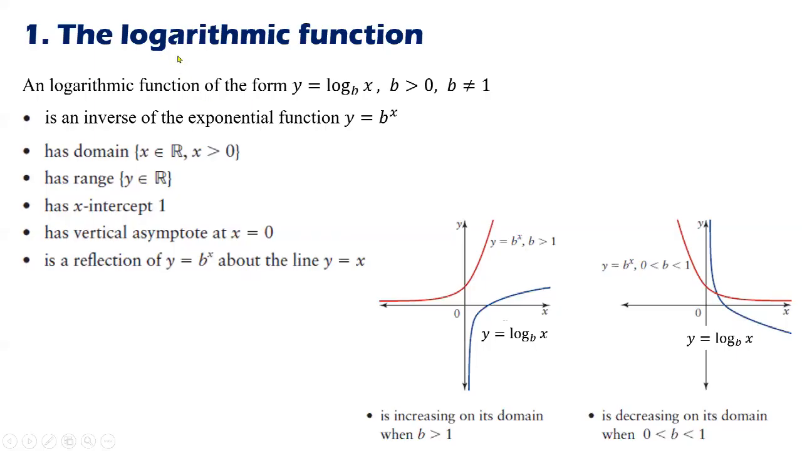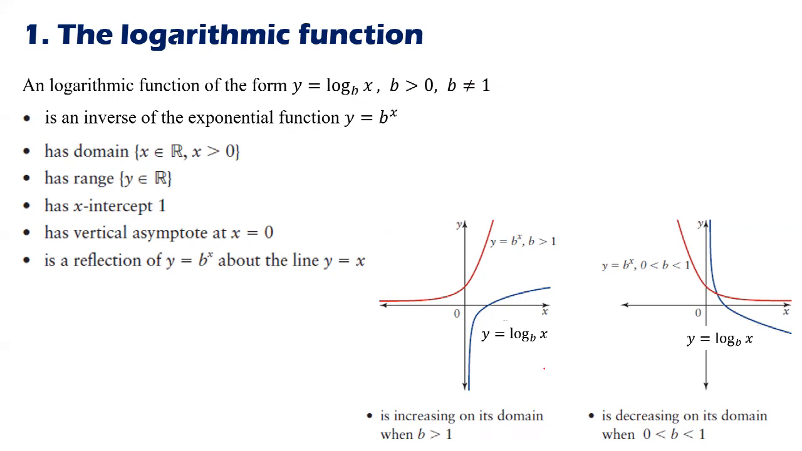Okay, so just like what we have done in lesson 1 of unit 3, first of all, we'll have a look at the sketch of the graph of logarithmic functions as well as the main properties. So a logarithmic function has the form y equals log base b of x, where b is greater than 0 and b is not 1.